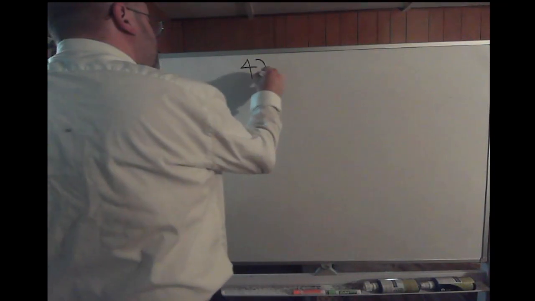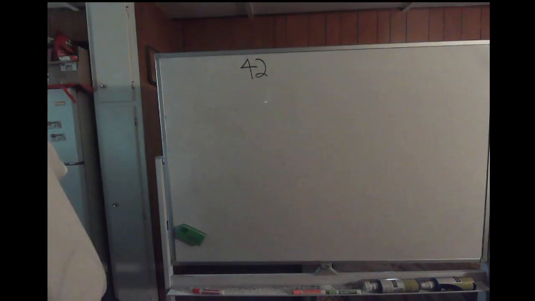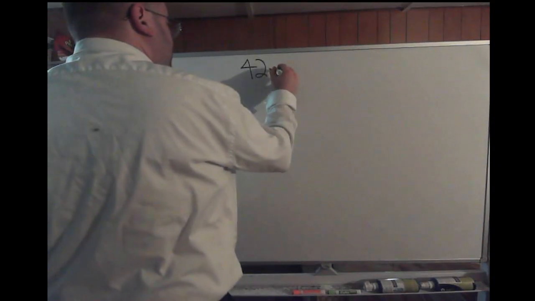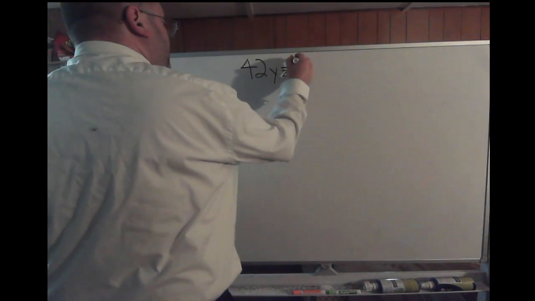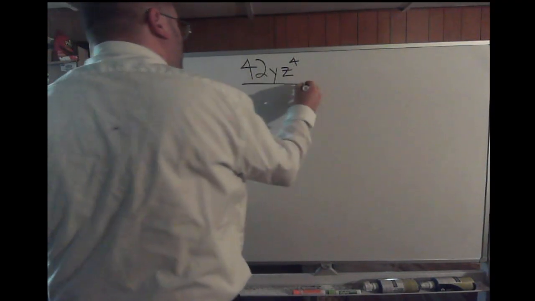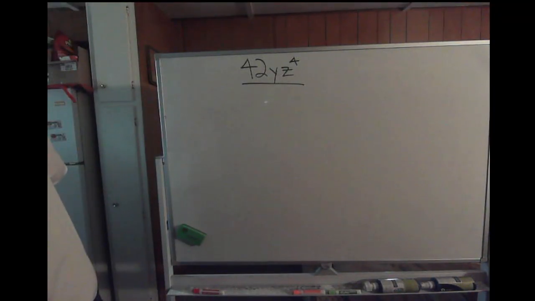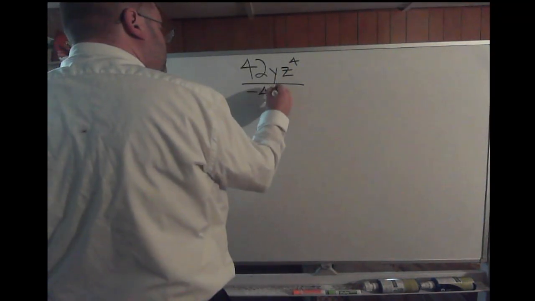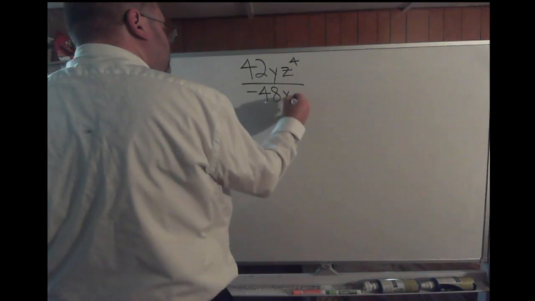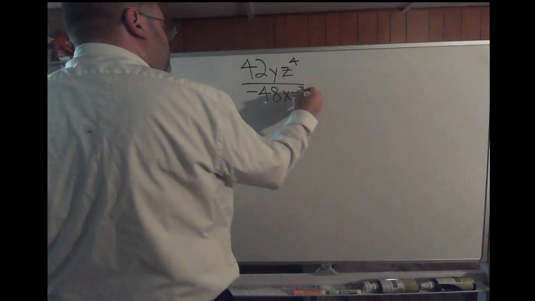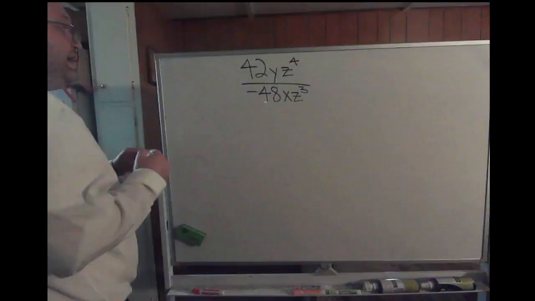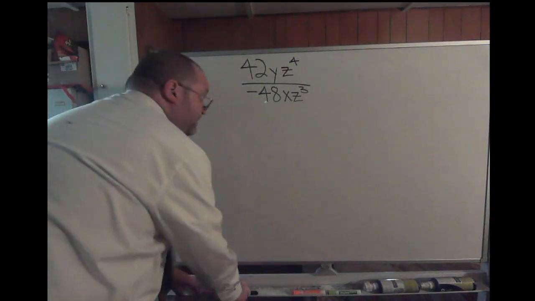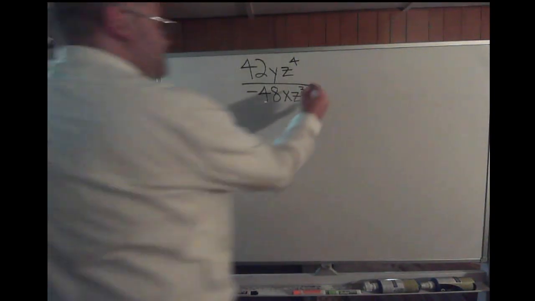Alright, 42 y z to the fourth over negative 48 x z cubed. Alright, now we have three variables we're dealing with, so it just got very interesting.